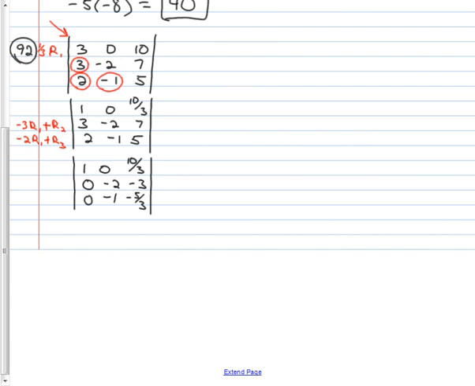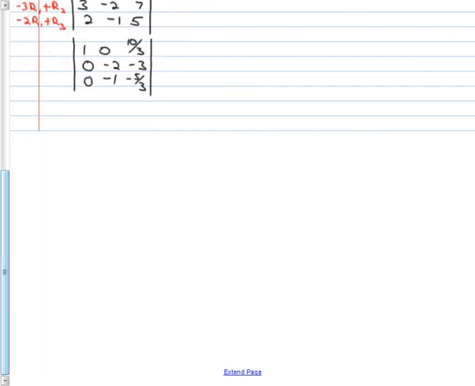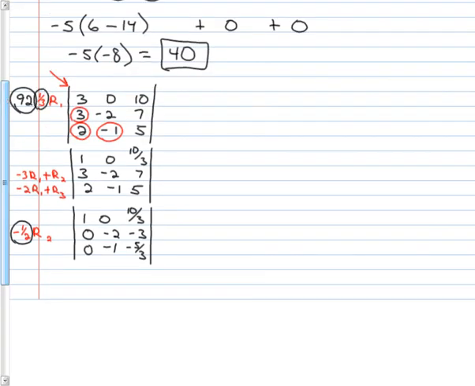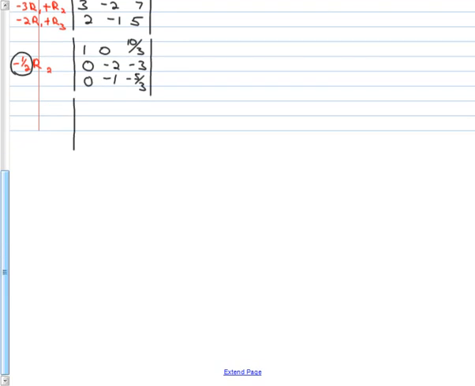I want to eliminate this -1 right here. So I am going to multiply this middle thing by -1/2, -1/2 times row 2. Now that means I'm going to have to multiply my diagonal answer by a -2. That's going to affect my answer. So 1, 0, 10/3. 0, -2, -3. Whoops, forgot to multiply by -1/2, didn't I? 0, 1, 3/2. And then 0, -1, -5/3.